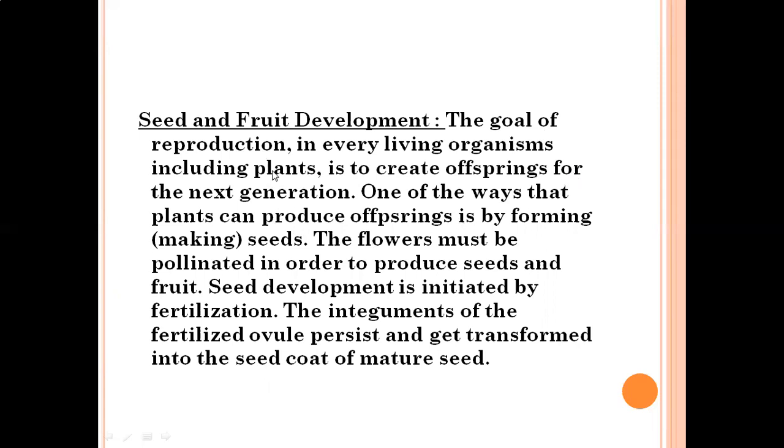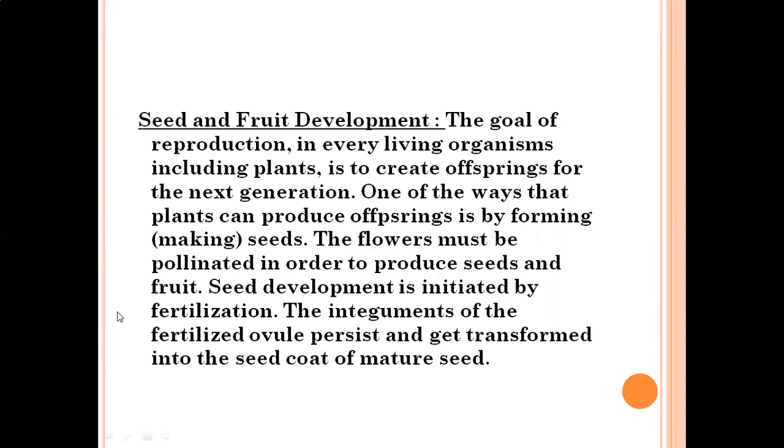Okay, what is the cause or purpose of reproduction? To produce offsprings, to create offsprings like themselves. It may be plants or animals. One of the ways that plants can produce offspring is by forming seeds. You know that whether angiospermic or other, so many plants germinate from seeds. Okay, so one of the ways that plants can produce offspring is by making seeds.